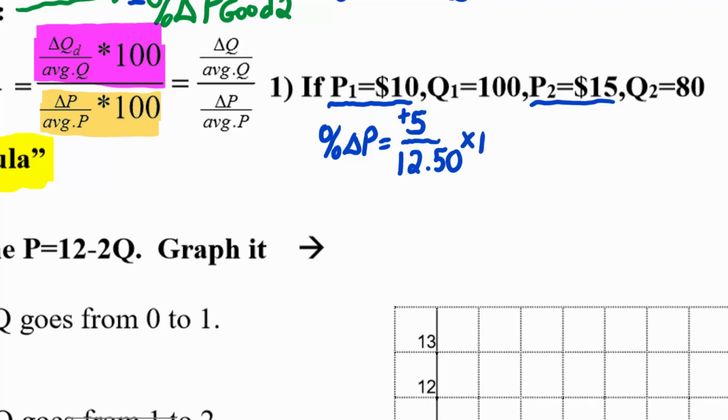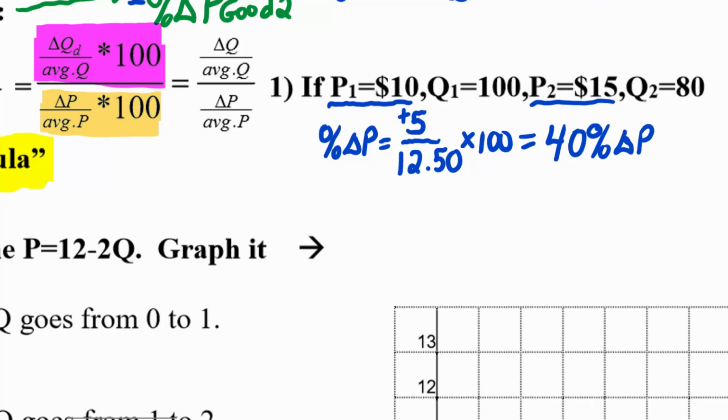And then we multiply that times 100 to make it into a percent. Okay, so we have 5 divided by 12.50 times 100. Do that on your calculator. So what we get is 40%. So this is a 40% change in the price. All right, we'll need that in a second.